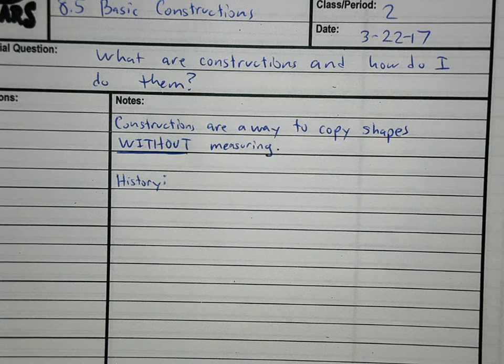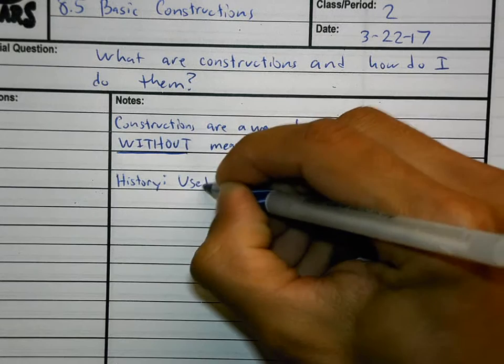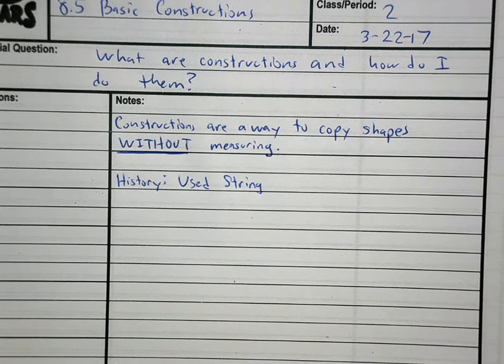What they had back then when they were making constructions is they had only one thing. They used string. They did not have measuring devices, but they had string to tie things together. Rope was very, very important.